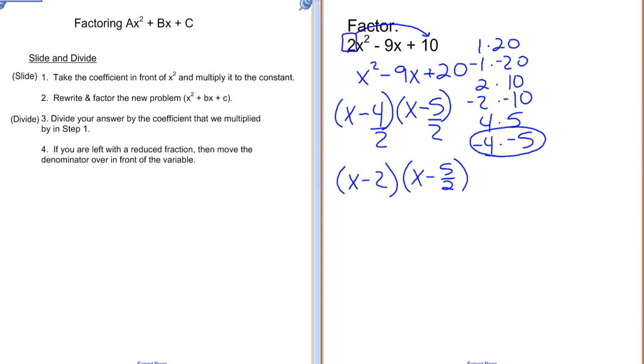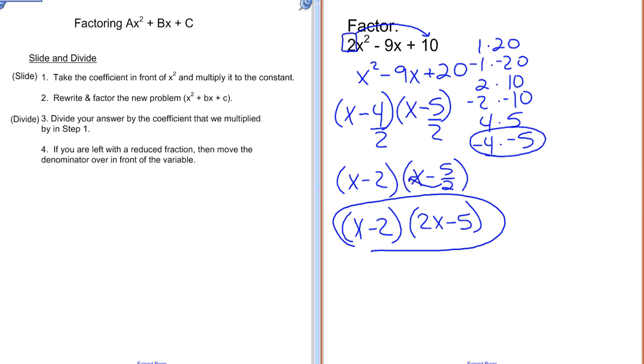Step 4 says if you are left with the reduced fraction, then move the denominator over in front of the variable. So my denominator is going to move over here, and we'll end up with x minus 2, and then the 2 comes in front of the x to make 2x minus 5. And that's our answer. Okay, taking a look at another one.